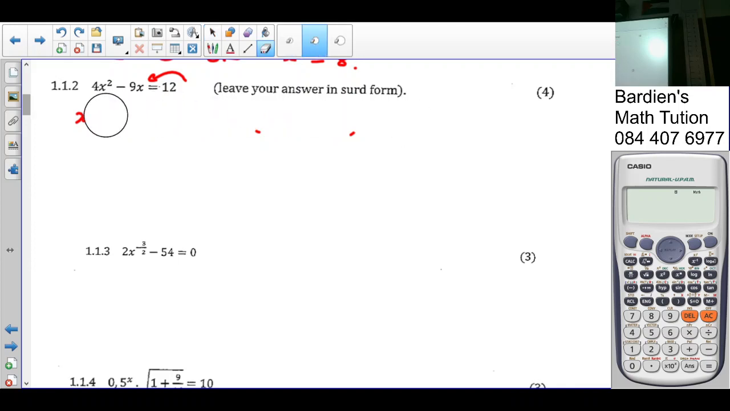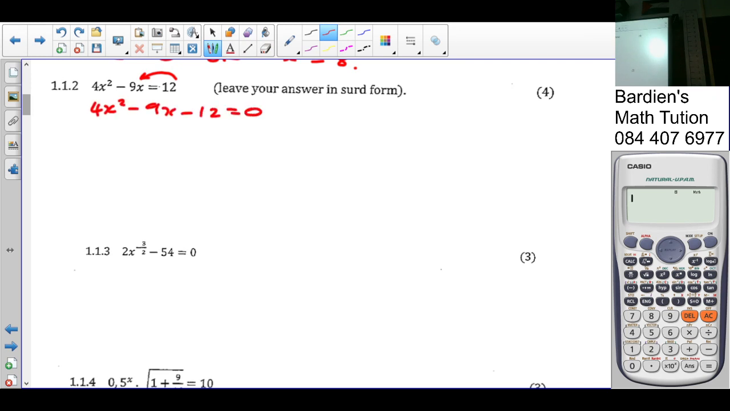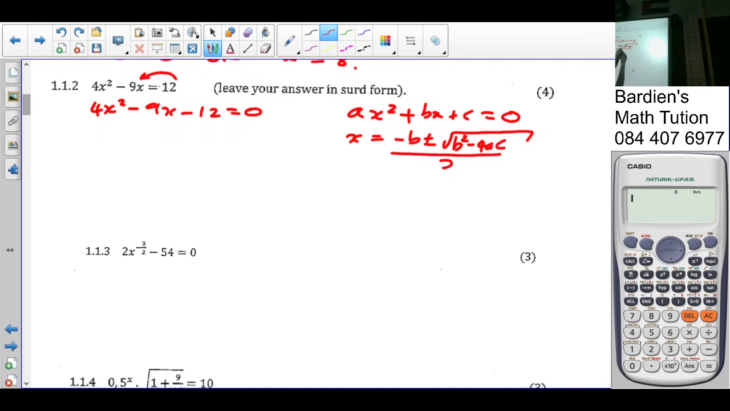Okay, let's just do it on the top again. First take the 12 over, which is 4x squared minus 9x minus 12 is equal to 0. We want it in the form of ax squared plus bx plus c. Why do we want it in that form? So that we can use the quadratic formula, which is minus b plus minus the square root of b squared minus 4ac over 2a. Okay? When you do the substitution, as you can see, your a value is 4, your b value is negative 9, and your c value is negative 12.